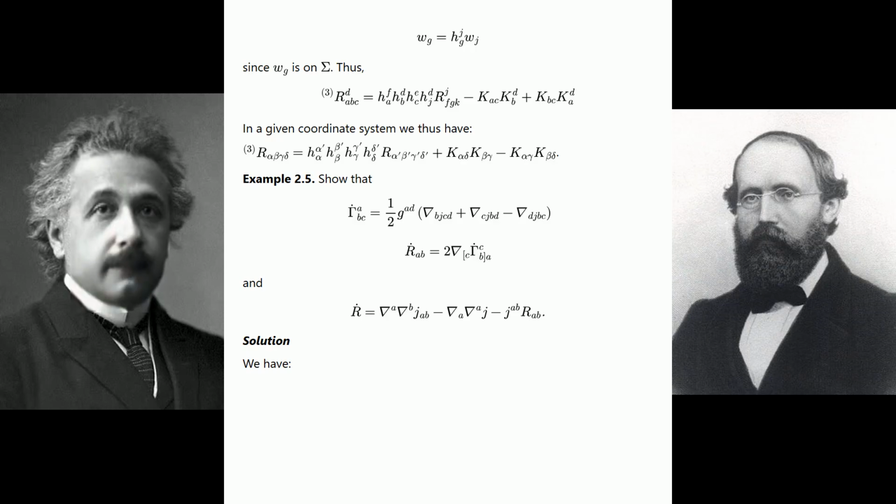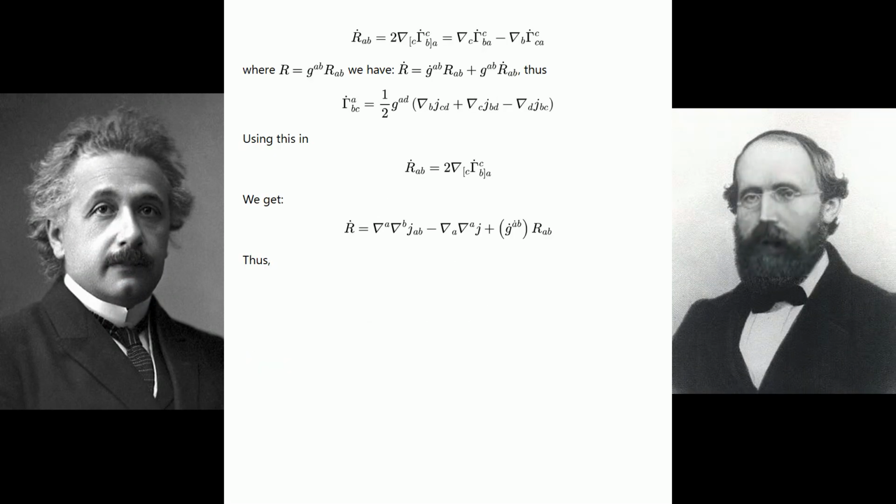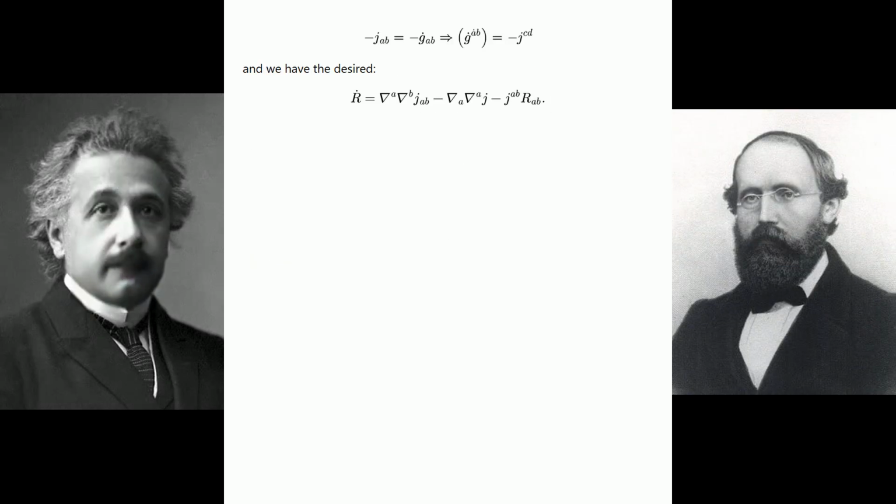Example 2.5. Show that, see the equations shown. And see the next equation. Solution. We have, see the equation shown. Where r equals g raised to the ab power of r sub ab, we have r equals g raised to the ab power of r sub ab plus the ab power of g of r sub ab, thus, see the equation. Using this in the next equation, we get, see the equation shown. Thus, see the equation. And we have the desired, see the next equation.